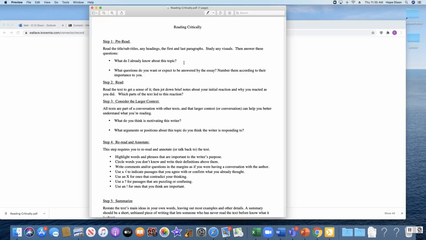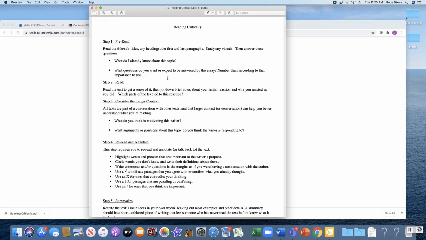What do I already know about the topic? Now, you probably know a lot about the topic because we've been talking about this topic the entire semester. So you probably can jot down 5 or 6 things that you already know about the particular topic that the writer's covering. And the next question is, what questions do you want or expect to be answered by the essay or the article? In other words, what do you think the writer is going to do?